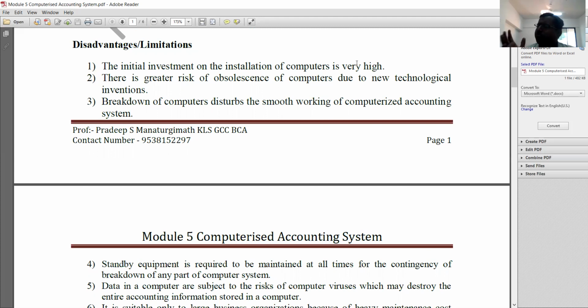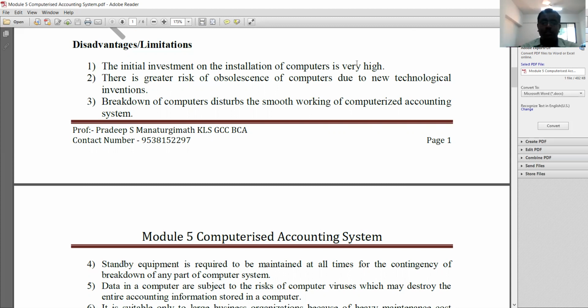The next thing is, yes, we will make a huge investment in computers, but the technological environment is very dynamic. As we all know, lots of changes take place in the technological environment, and we need to update ourselves with those changes. Otherwise it becomes difficult for us to survive in the field of business. So there will be a greater risk of obsolescence of computers. We have to replace the computers. Then what should we do with the existing computers? That is also one of the major drawbacks of this computerized accounting system.